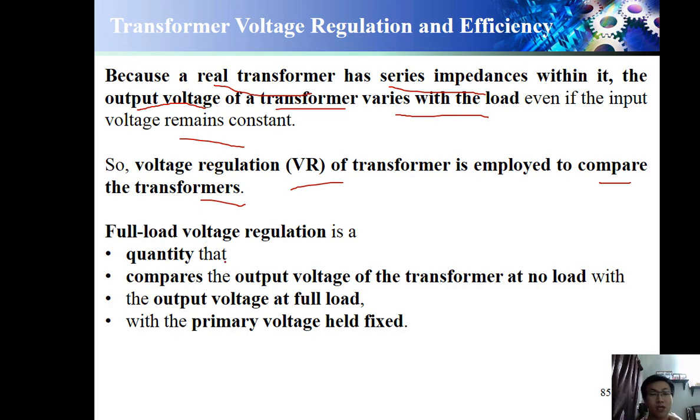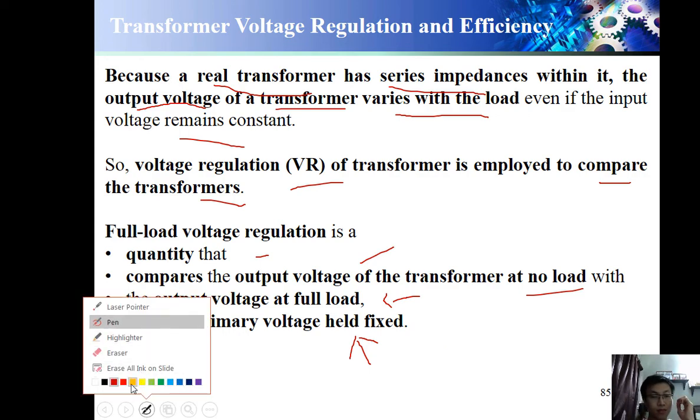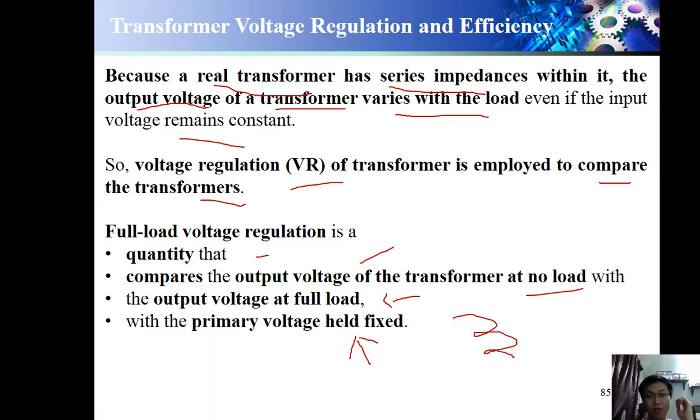Full load voltage regulation is a quantity that compares the output voltage of the transformer at no load and the output voltage at full load when the primary voltage is held fixed. Which means now I have a primary connected to my AC source, and a secondary connected to the load. Let me draw here. I have a primary winding, a secondary winding, connected to the load. This input is always fixed.